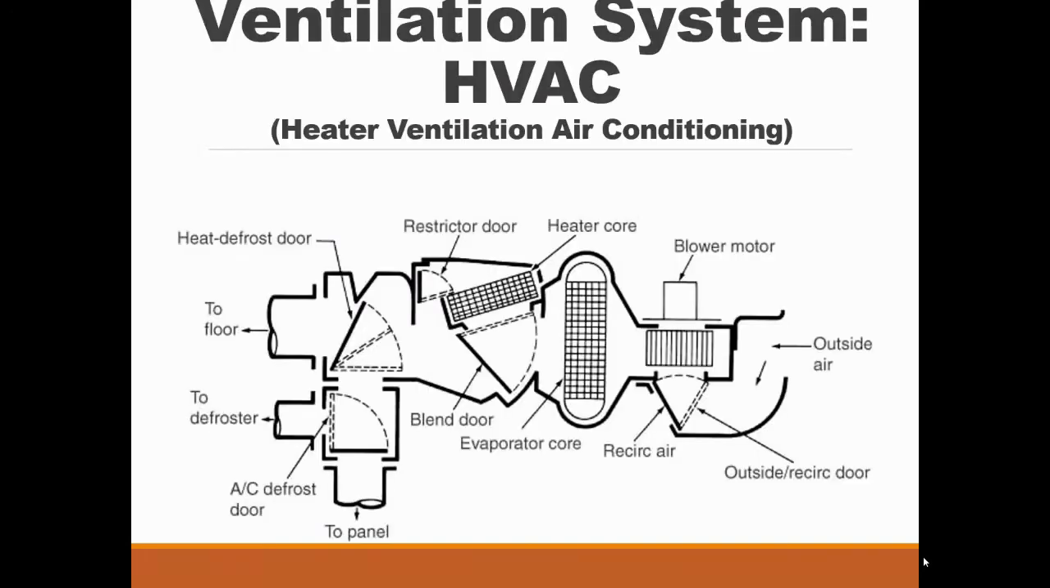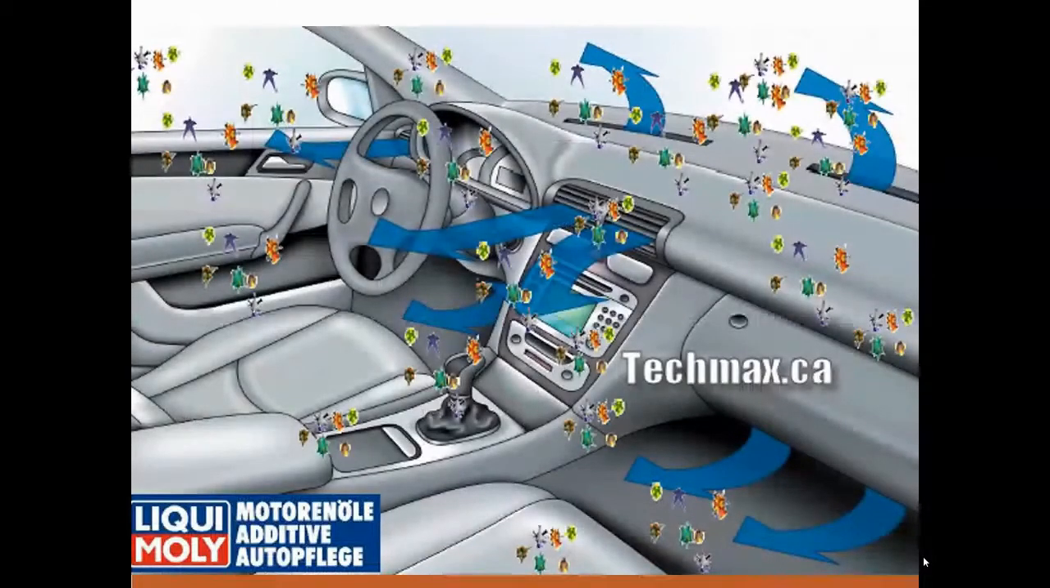15. HVAC. I bet you can tell what the AC stands for. I bet you can figure out what the H stands for. Well, that would be heater. V, that's ventilation. The HVAC: heater, ventilation, air conditioning. Today we do the ventilation system. The ventilation system is a big part of the air conditioning system.